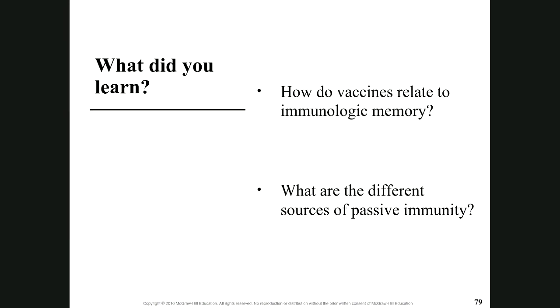You need to know that in active immunity we make memory cells, but in passive immunity we don't make memory cells.